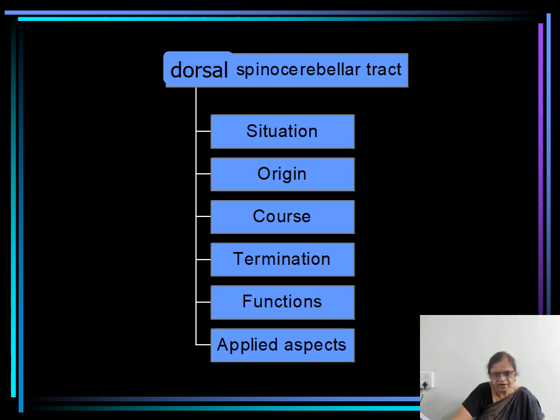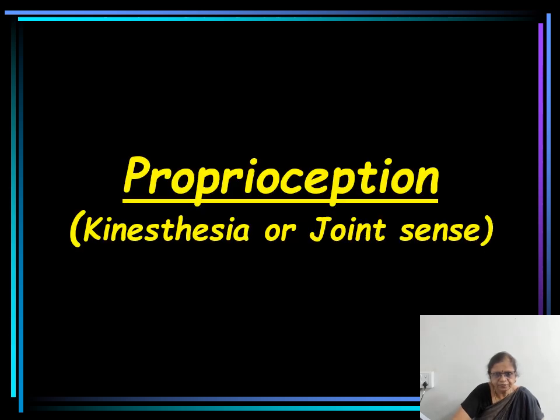And if this tract is damaged anywhere, what happens is studied under the aspect of applied. Aspects means nothing but lesions at different levels, and what abnormalities develop in the patient. So what is the sensation they mainly carry?